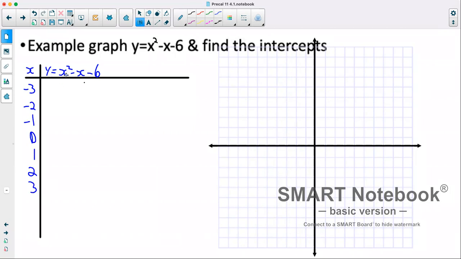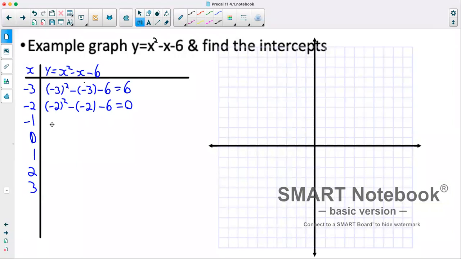So first one, we'll substitute -3 in, so we have -3 squared minus -3 minus 6. So -3 squared is 9. Minus -3 would be adding 3, so 9 plus 3 is 12, minus 6 is 6. Next, we have -2, so we have -2 squared minus -2 minus 6. So -2 squared is 4, minus a negative means we're adding 2, so 4 plus 2 is 6, minus 6 is 0.